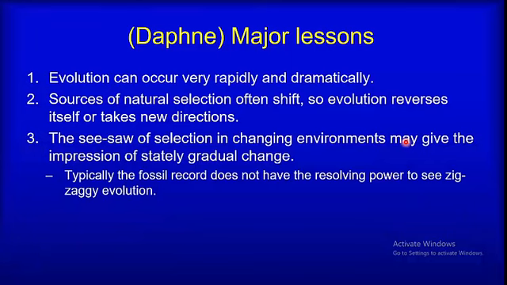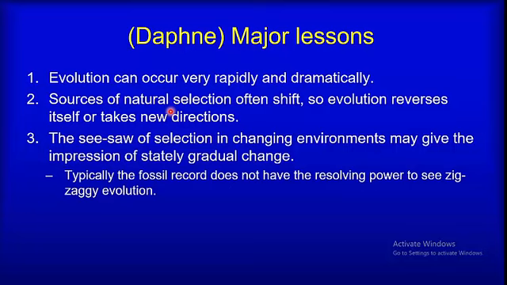Okay, so what we are going to do now is talk about a few major insights that are coming out of the Daphne Major work. So, as I showed you, microevolution can occur very rapidly and very dramatically, and sources of natural selection often end up shifting. As I showed, in 1 year when there is a lot of drought, big beaks are favored. Another year when there is no drought, a lot of rainfall, small beaks are favored.